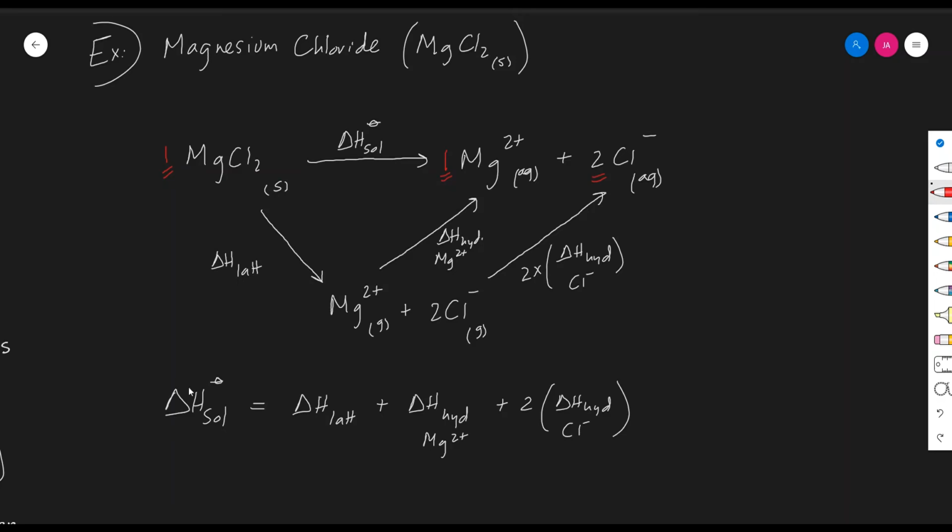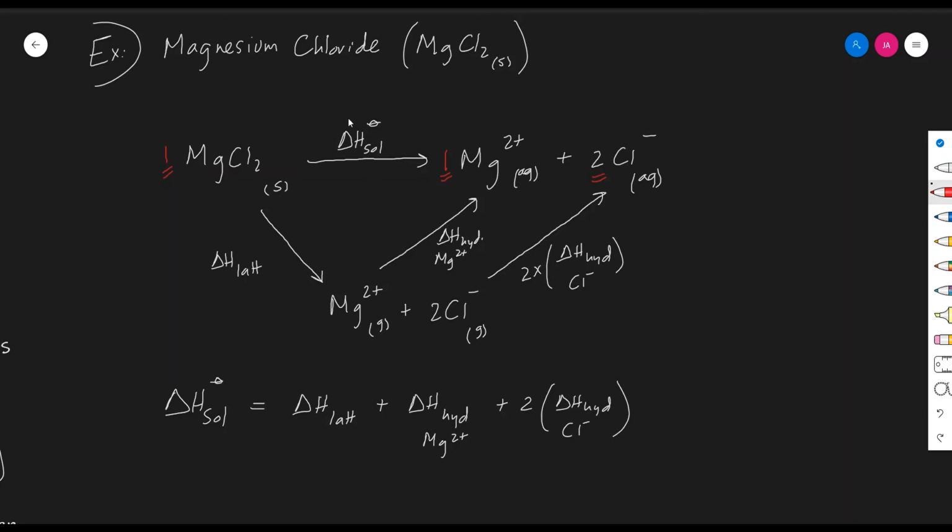Therefore, the enthalpy change of solution of magnesium chloride would equal the lattice enthalpy of magnesium chloride plus the enthalpy change of hydration of magnesium ions multiplied by 1 plus the enthalpy change of hydration of chloride ions multiplied by 2. You could get a question in which you will be given, or you can use the data booklet, of course, to get these values, the lattice enthalpy as well as the hydration enthalpy changes for both ions, and thus you can calculate the enthalpy change of solution.